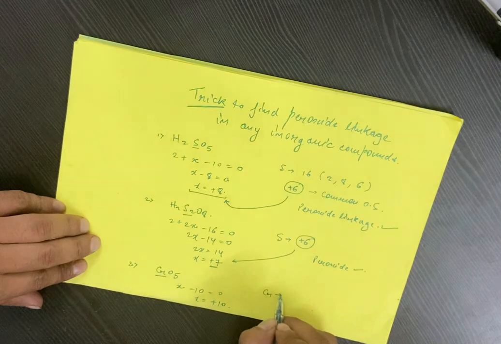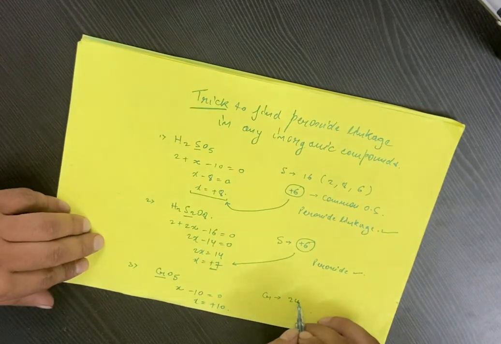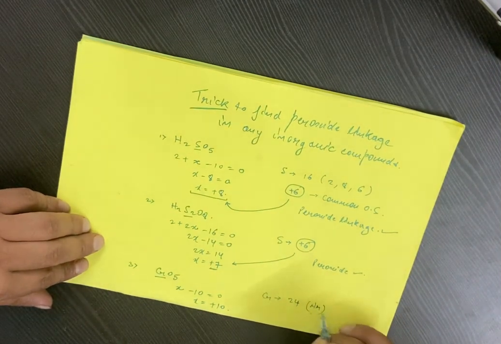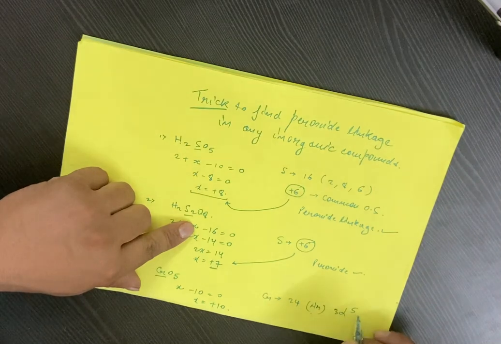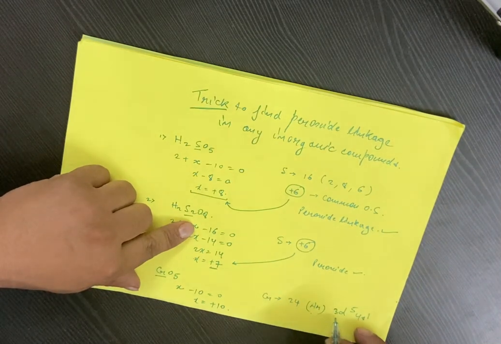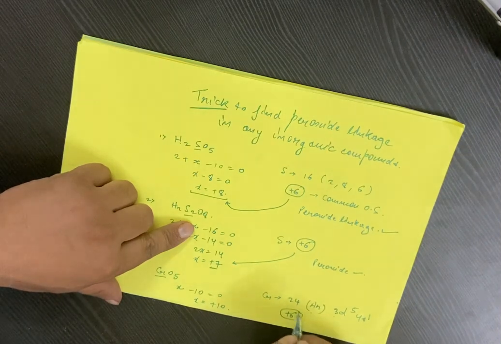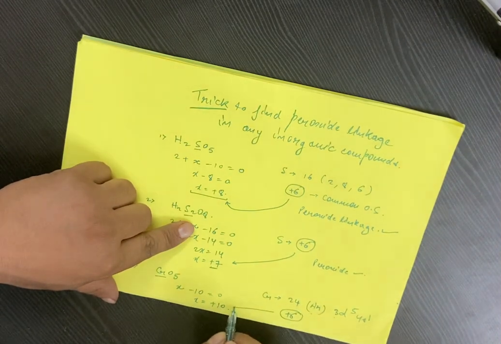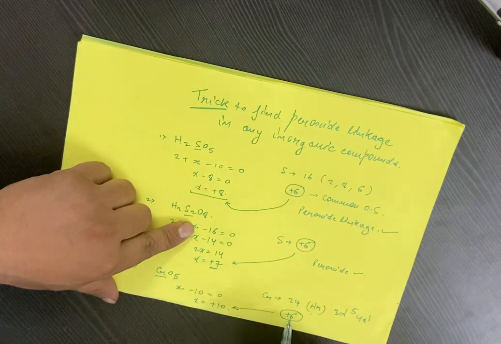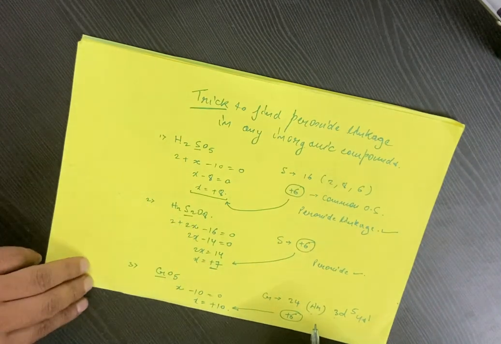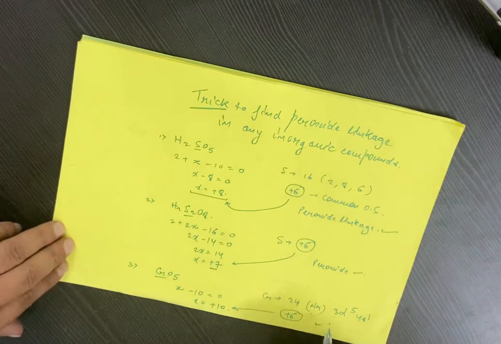But we all know the atomic number of chromium is 24. Electronic configuration, argon 3d5, 4s1. Valence electron total is 6. So it can have a maximum oxidation state of plus 6, but it is showing plus 10. So as there is a variability in the oxidation state, that's why it has a peroxide linkage.